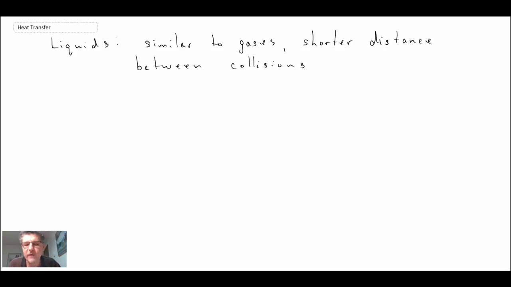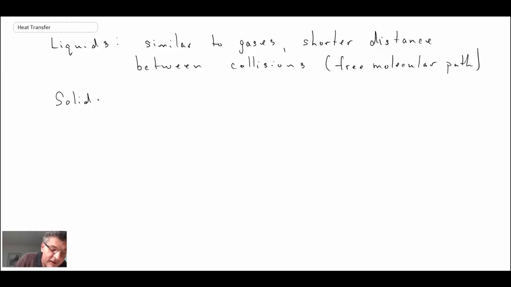Now, liquids are similar to gases. However, with a liquid, there is a shorter distance between the collisions. We refer to that as the mean free path, or the molecular free path, and that would be the distance between collisions. So in the case of a liquid, that distance is shorter, and consequently, they don't have to move as far to have a collision.